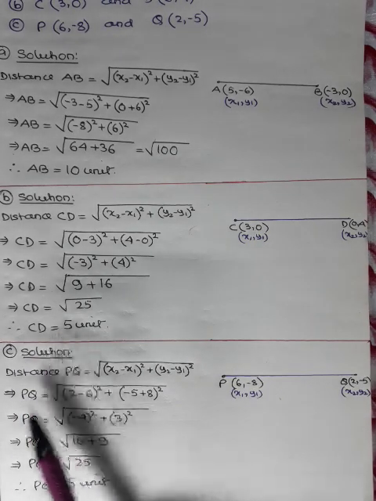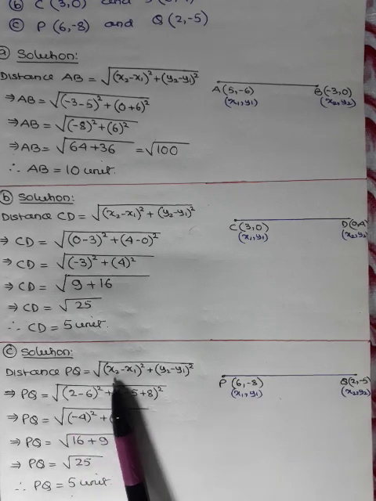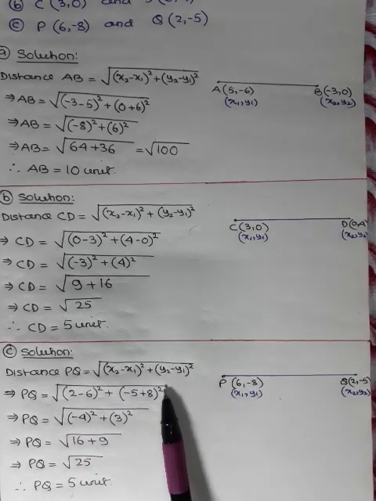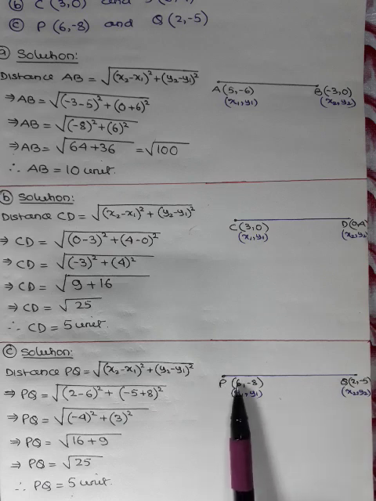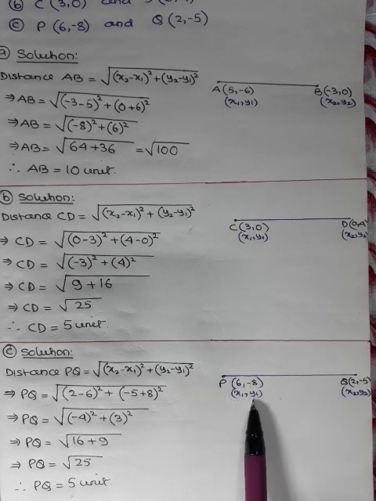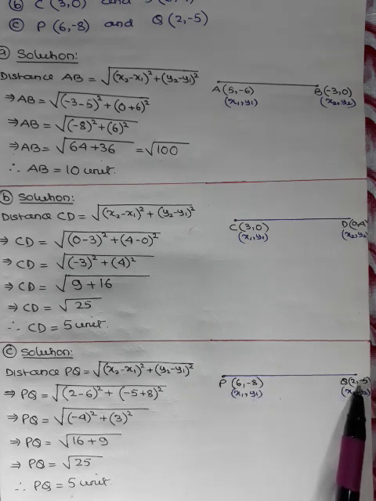Now the solution for part number C. Distance PQ is equal to root over x2 minus x1 whole square plus y2 minus y1 whole square. So P, whose coordinates are 6 comma minus 8, I have taken this 6 as x1. Here Q is 2 comma minus 5, so this 2 is x2 and minus 5 is y2.